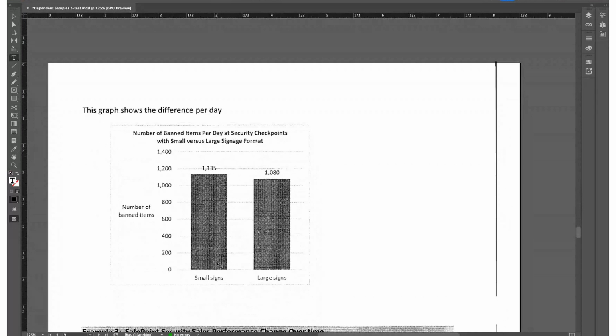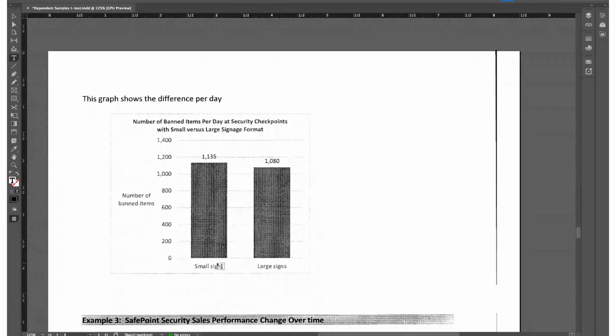All right, in the next video, let's do the last example. Safe point security sales performance change over time.